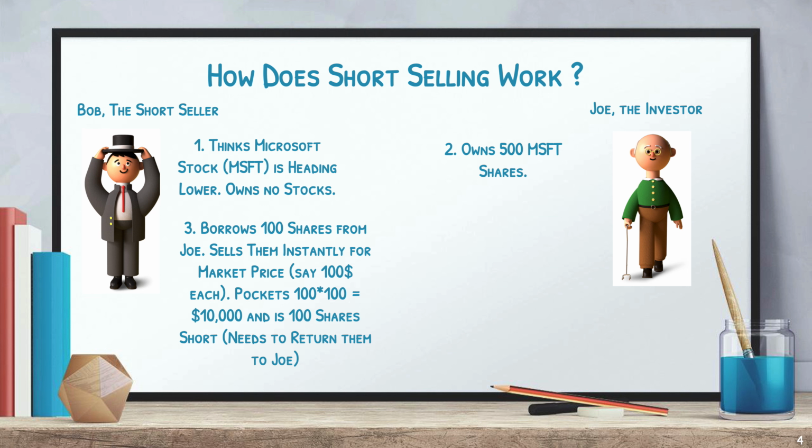Now, Bob, since he thinks that the stock is heading lower, actually wants to sell that stock short. But remember, he doesn't own it. So what does he do? He believes the stock price is going lower. So what he does is he borrows 100 shares from the 500 shares that Joe, the investor, is holding. As he's borrowing them, he doesn't even get them in his account. He instantly sells them. He's selling them short. Remember, he doesn't own them. He borrows them from Joe, the investor, and he sells them short in the open market, based on the current market price.